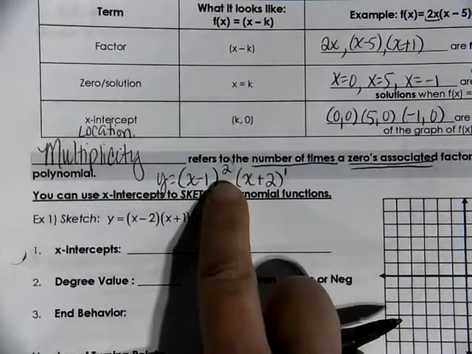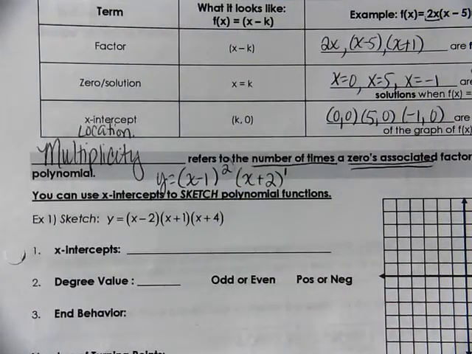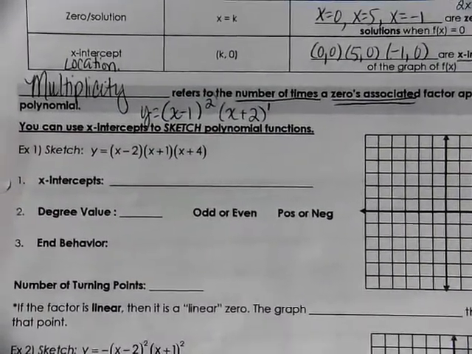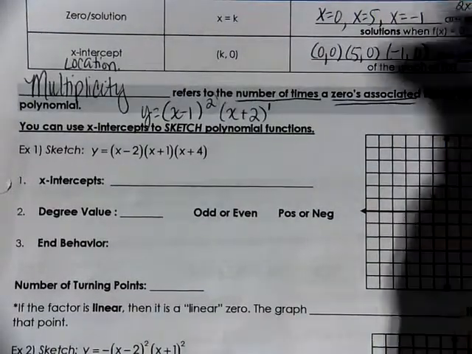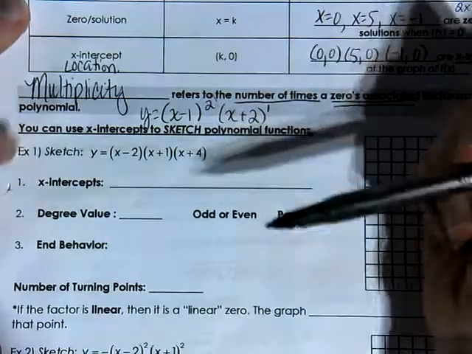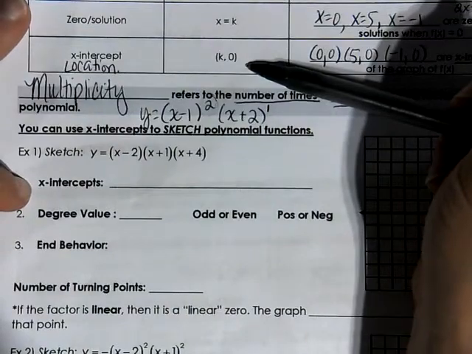And that's called multiplicity. And so multiplicity has meaning, and we're going to be working with that meaning as we sketch. So it says you can use x-intercepts to sketch polynomial functions. So what you do first, whenever you are given a function, is you first identify the x-intercepts. Remember, we write x-intercepts as ordered pairs.